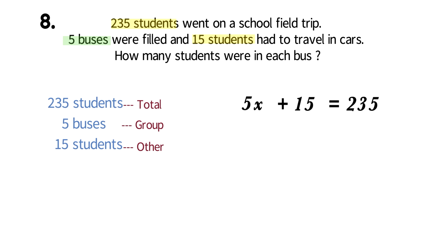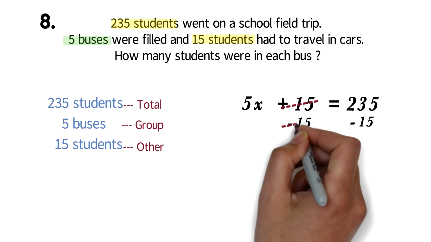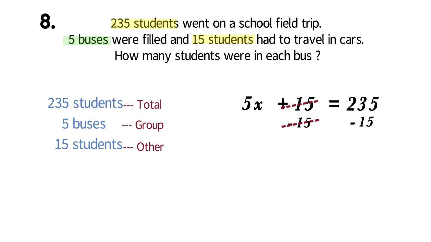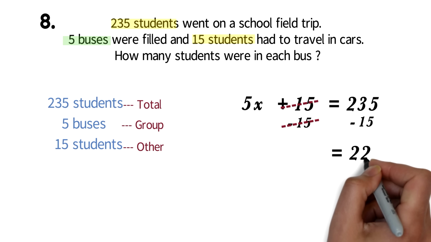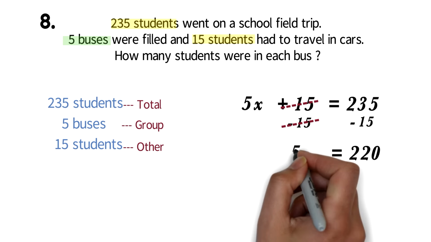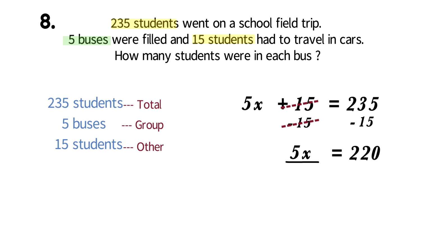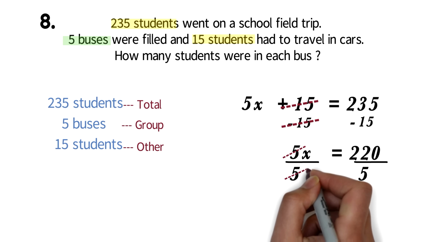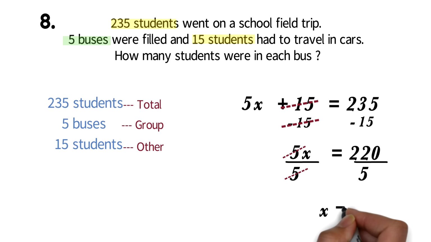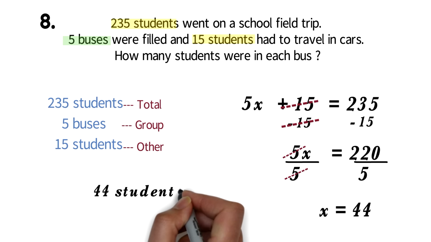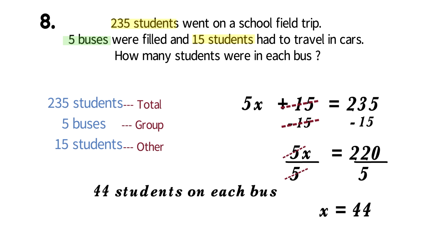Now we can solve the two-step equation. Subtract 15 from both sides. The 15 will cancel out. 235 minus 15 is 220. We have 5x equals 220. We can now divide both sides by 5. The 5 will cancel out. 220 divided by 5 is 44. That means there are 44 students on each bus. I'm sure you get the point here.